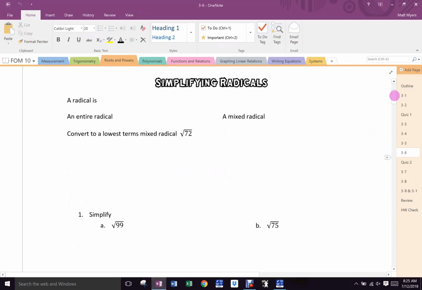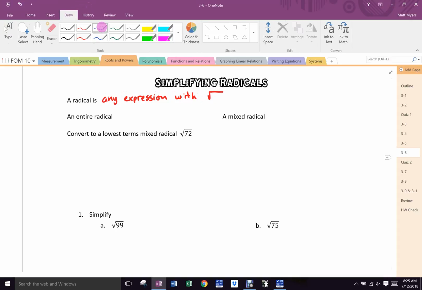Page 96. Okay. A radical is any expression with that symbol somewhere in it. Okay?